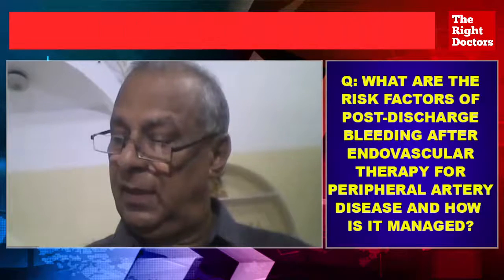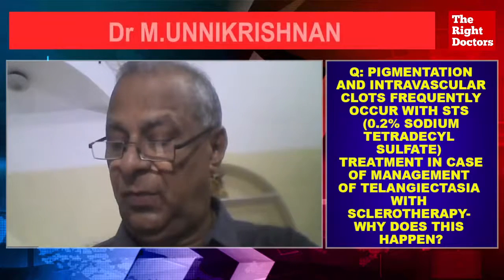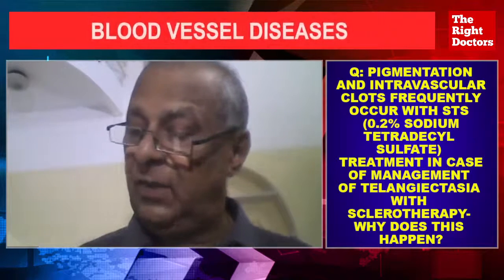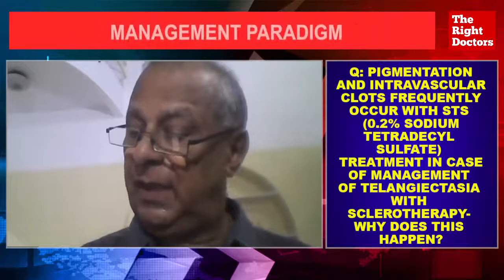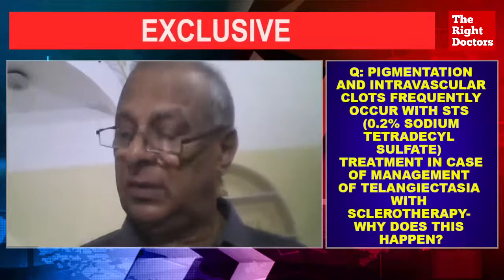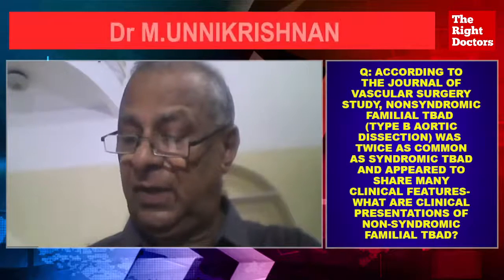What are the pigmentation and intravascular clots that frequently occur with STS 0.2% sodium tetradecyl sulfate treatment in case of management of telangiectasia with sclerotherapy? Why does this happen? Please Google this. No idea. Never done one.